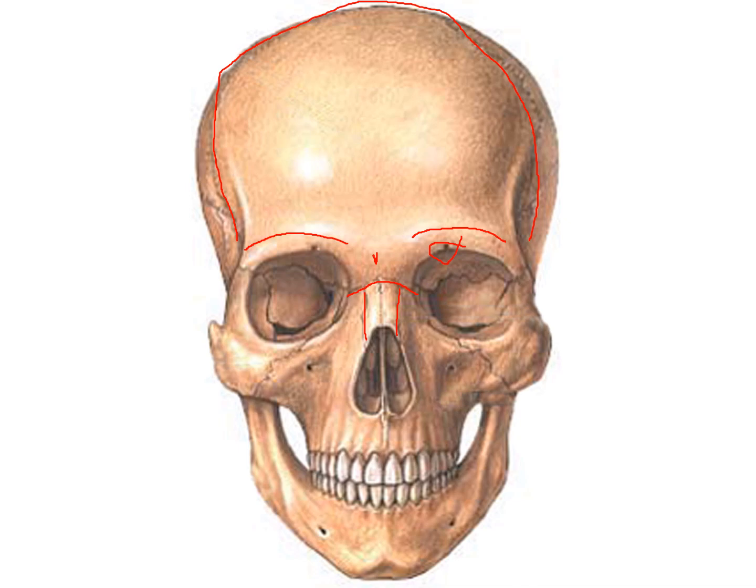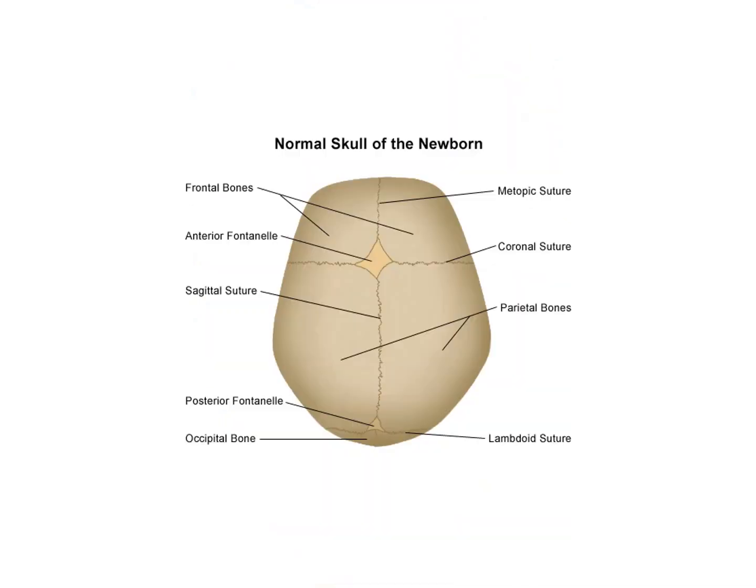Now, talking about your sutures. Again, this is looking from the top. And so right here, all of this, let me see if I can get it to highlight. All of this is frontal bone. And so you can see this suture, that's the coronal suture, okay, that attaches your frontal bone to your parietal bones.